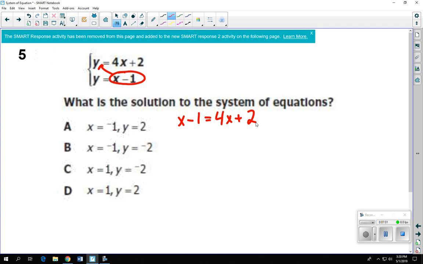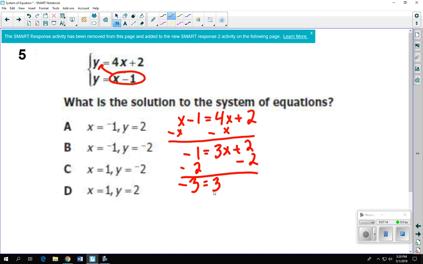And now I solve it just as a normal equation. I'm going to subtract x. Negative 1 is equal to 3x plus 2. I'm going to subtract 2, and I'm going to have negative 3 is equal to 3x. Divide by 3. Negative 1 is equal to x. I have my x point here.